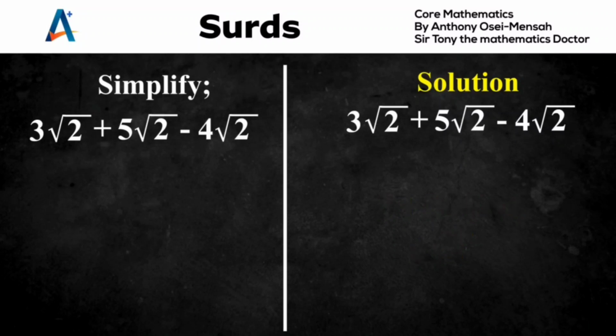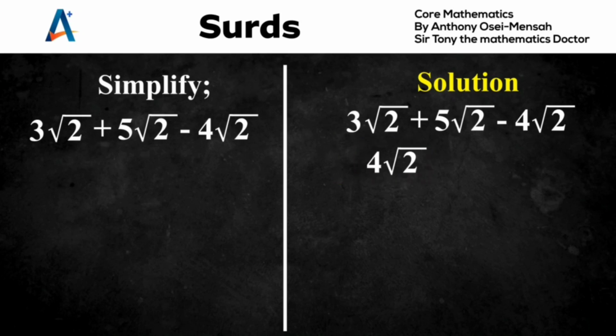So I am just trying to advise that if you can't deal with them in a combined form, just deal with the coefficients first. The answer that you get, I got 4. From 3 plus 5 minus 4, I'll get 4. So the answer that I will get, I will attach the square root of 2 or the surd. So in a nutshell, or finally, I'll get 4 root 2.